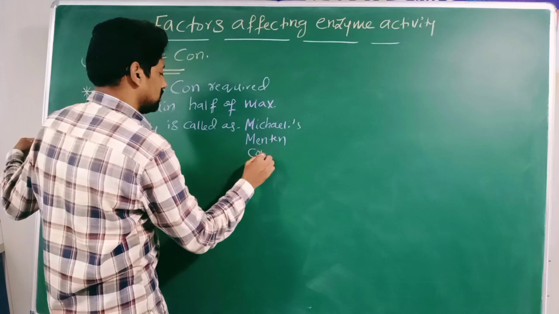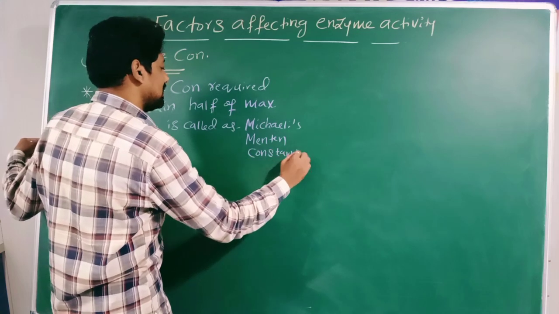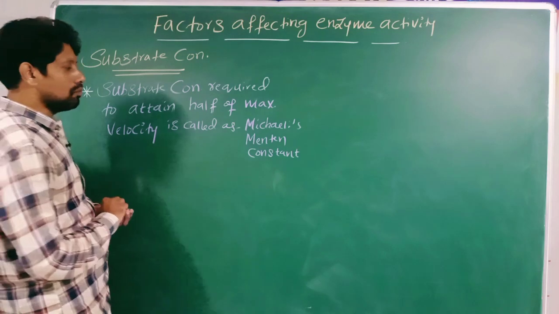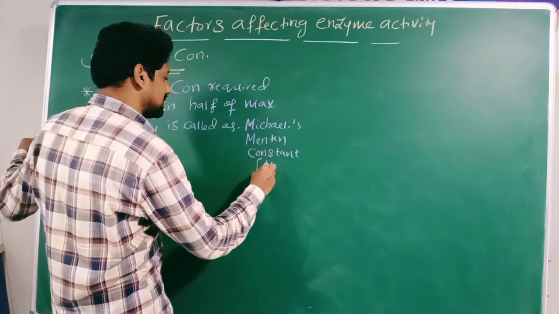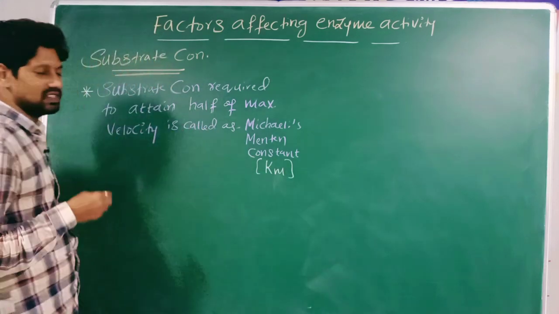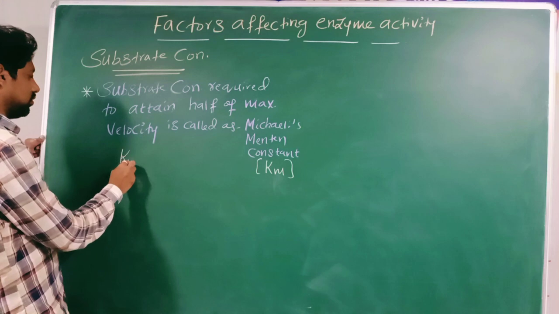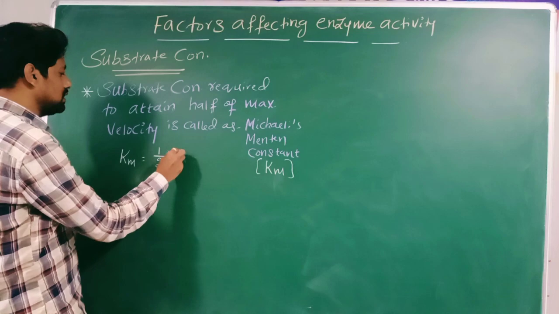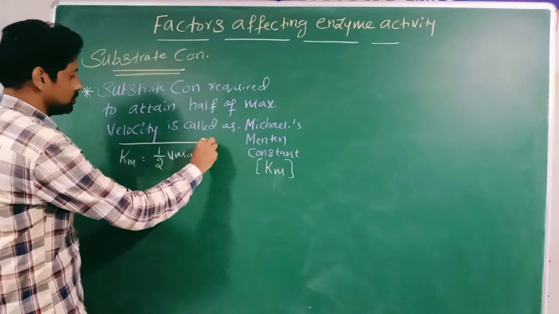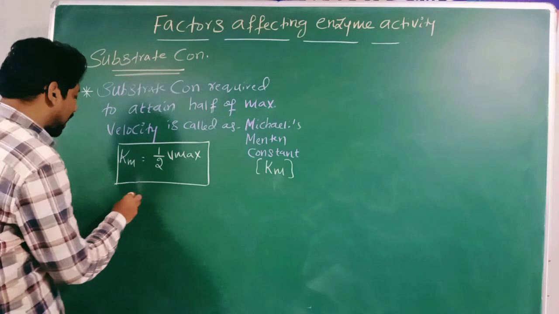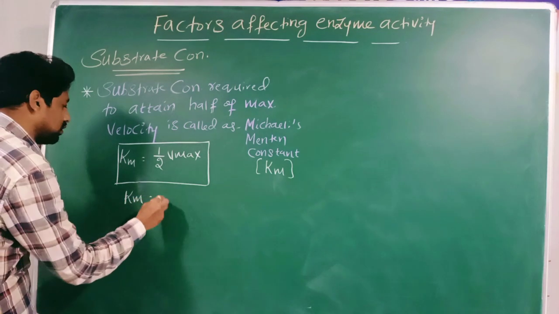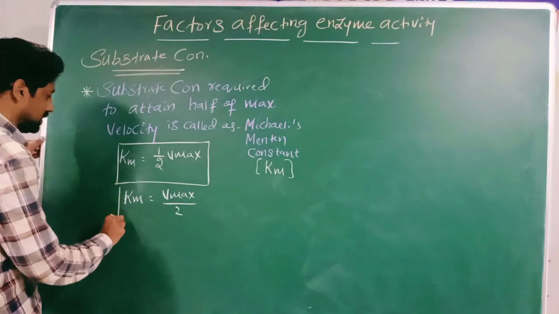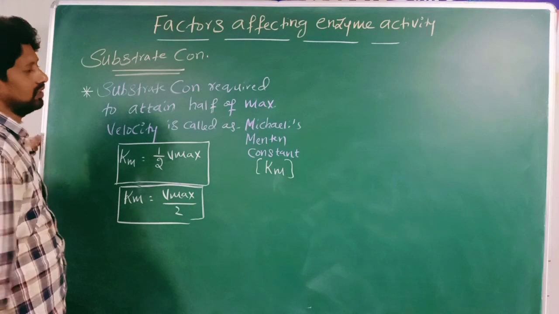Michaelis-Menten constant. What is it called? Sir, this Michaelis-Menten constant is represented by Km. Therefore, Km is equal to 1 by 2 V max. It can also be written as Km equals V max by 2, that is, maximum velocity by 2. Right?